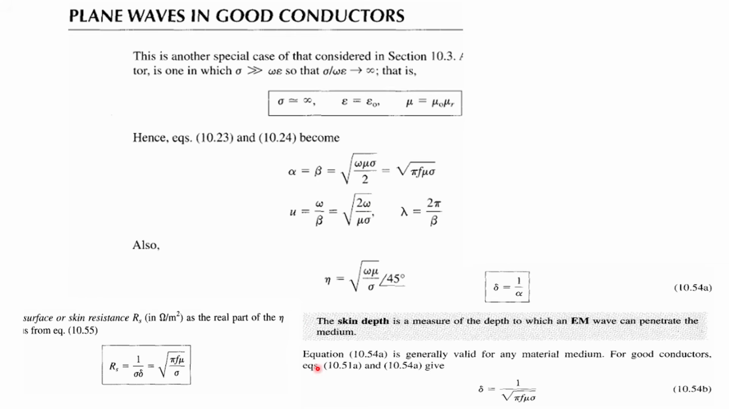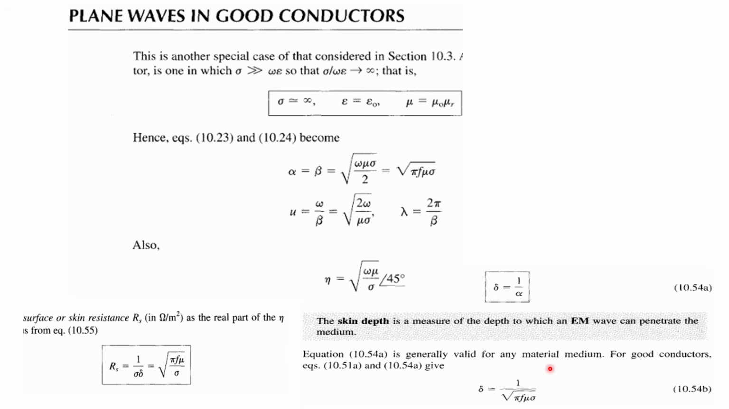So further, skin depth can also be found. Skin depth is a measure of the depth to which the electromagnetic waves can penetrate the medium, and the delta is equal to 1 by square root of pi f mu sigma. This is one important result. Similarly, skin resistance is one more result you can use. Skin resistance is 1 by sigma into delta, and you can represent it like this. Just replace the values, so square root of pi f mu divided by sigma. So these are some more important results that you should remember.